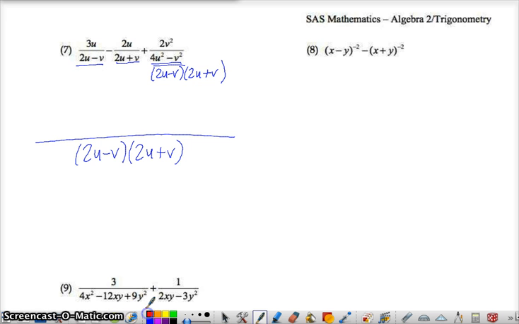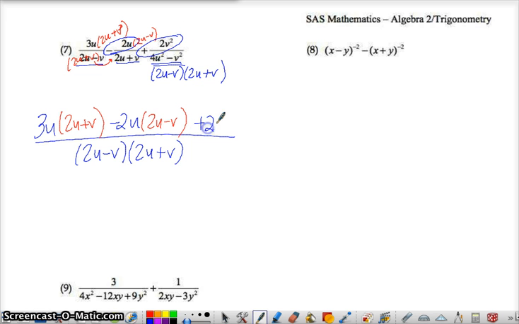This first fraction is missing the 2u plus v. So I have to multiply the 3u times the 2u plus v. And then I have to multiply the negative 2u, so notice that negative sign, by the missing factor, which is 2u minus v. And then the final one is plus 2v squared. It already has both factors in its denominator, so there's no need to multiply by anything. So we just keep it as plus 2v squared.